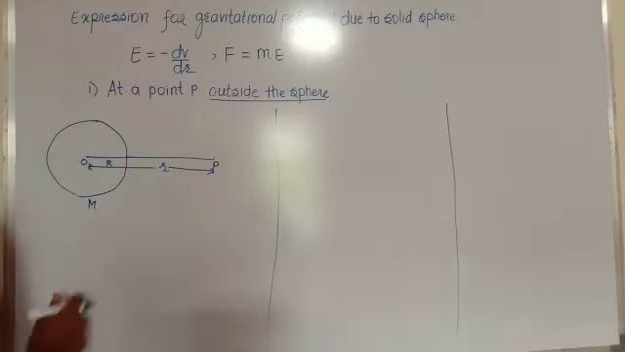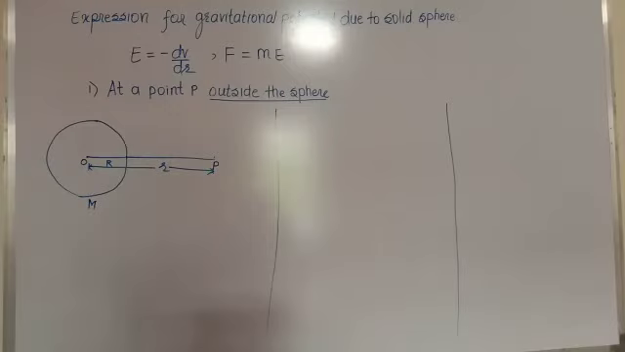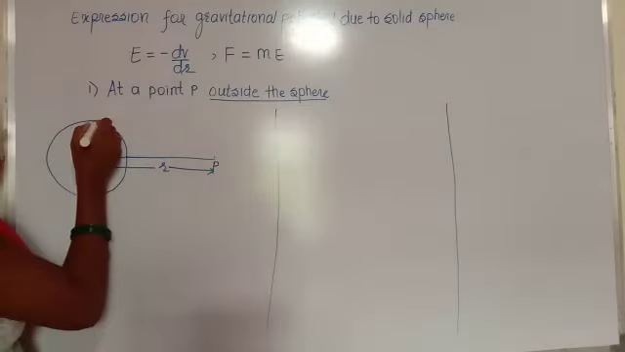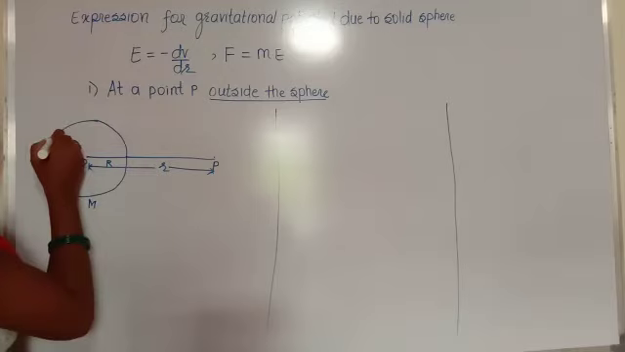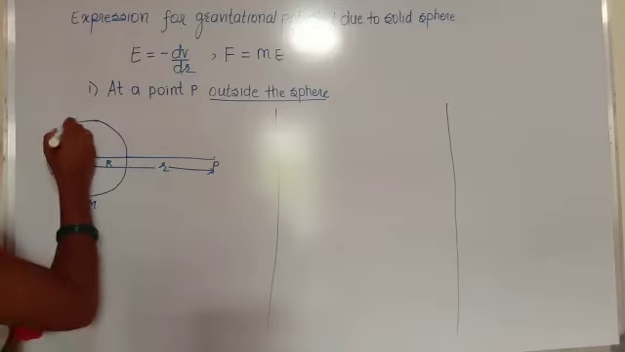So firstly, imagine that this solid sphere is uniformly divided into equal shells.